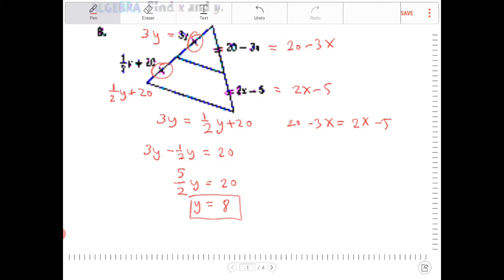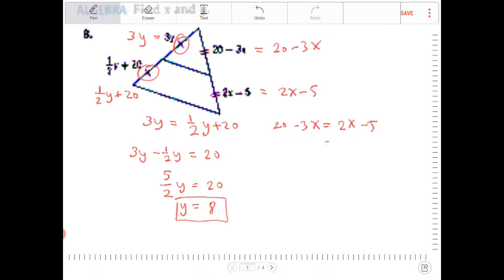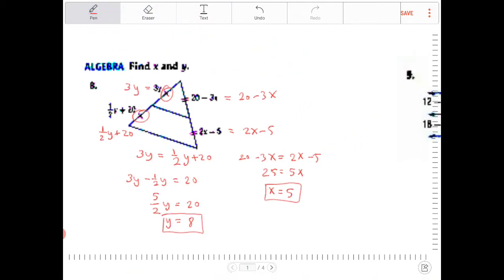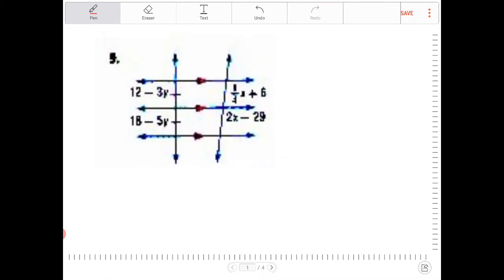And over here, I'm going to add 3x to both sides, so I end up with 5x. I'm going to add 5 to both sides, so I end up with 25. Divide by 5, x will equal 5. Alright, moving on. Side splitter theorem.